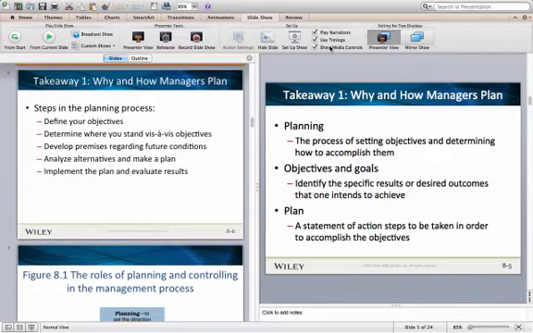Then the next step is to determine where you are in relationship to this. So it's where do I stand now? Where am I? What sorts of things do I need to do to accomplish that objective? What do I do well and what do I perhaps not do so well? That's looking at myself internally and deciding where I am right now.